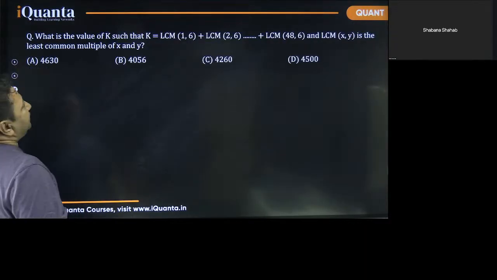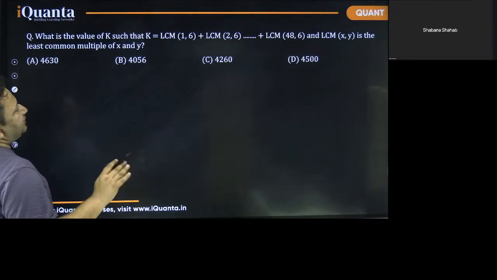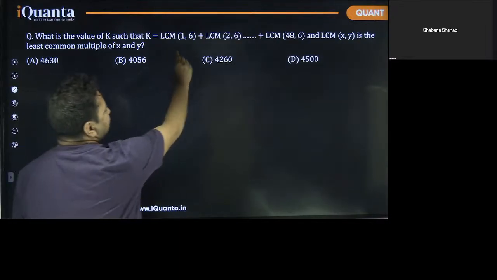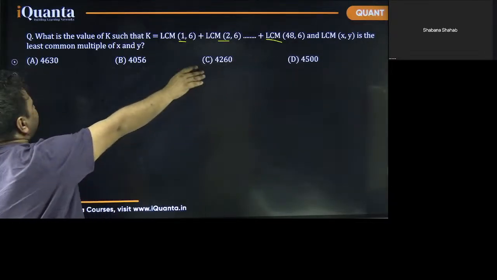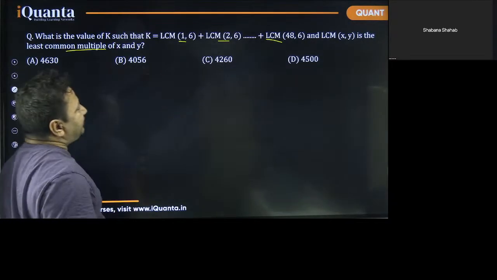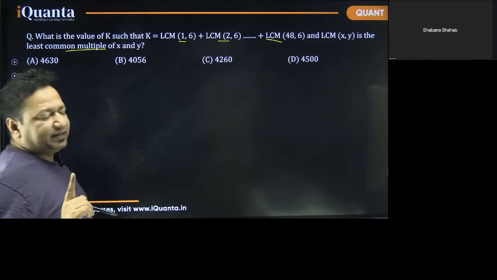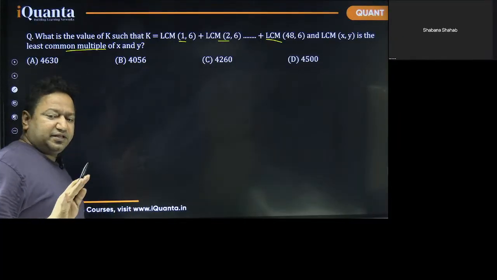Well, then we go to this one. The value of k such that k is LCM of (1,6) plus LCM (2,6) till LCM (48,6), where LCM(x,y) is the least common multiple of x and y. Now this is a question which will be a difficult question for sure. How many of you did it? Tell me in the comments.